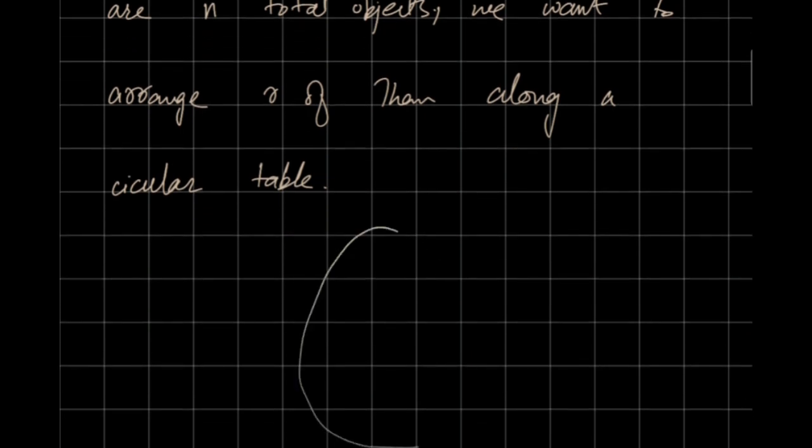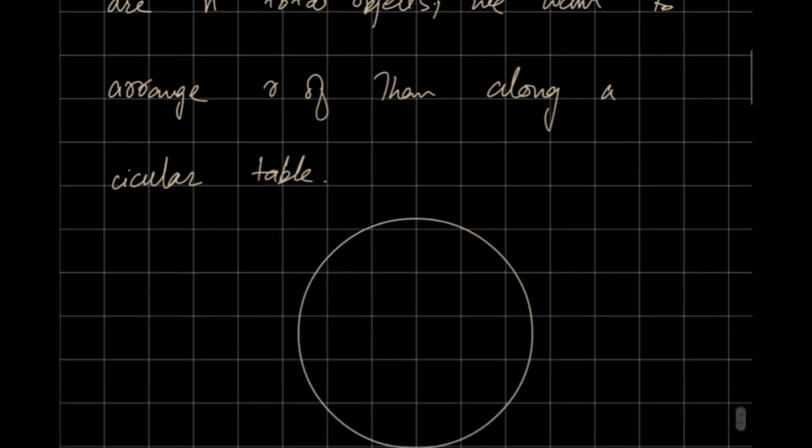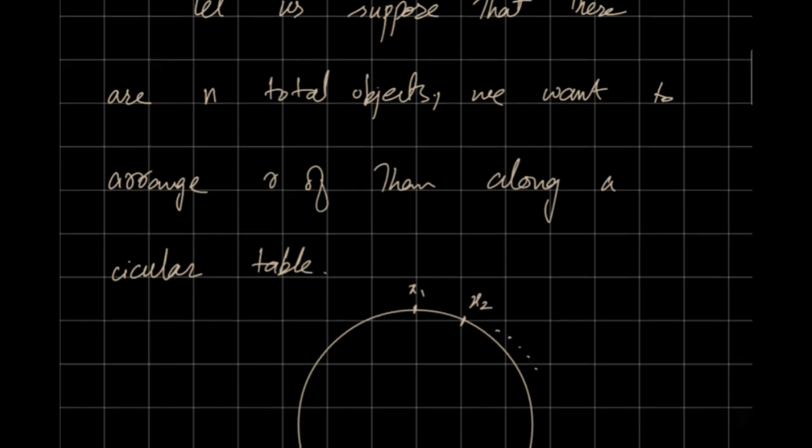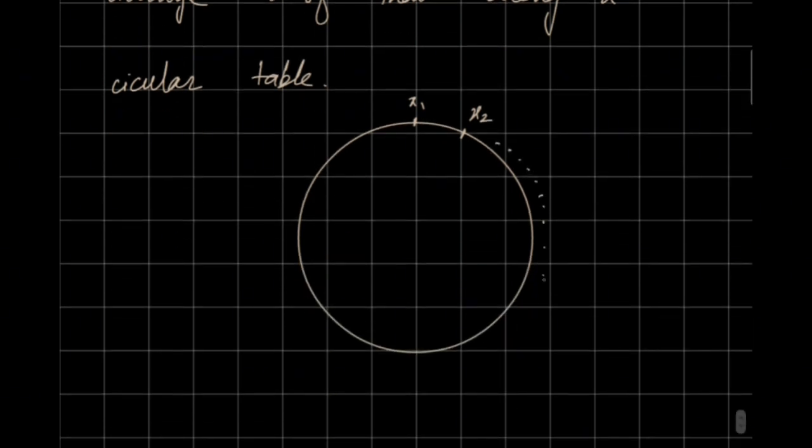I have a circle here. Suppose we have r different objects. Let this be x1, this is x2, and so on, x3, x4, dot dot dot. Here you have, suppose, xj. Here you have xr, right? You have total r objects and you have arranged them along a circular pattern. Our aim is to find the number of ways in which they can be arranged.